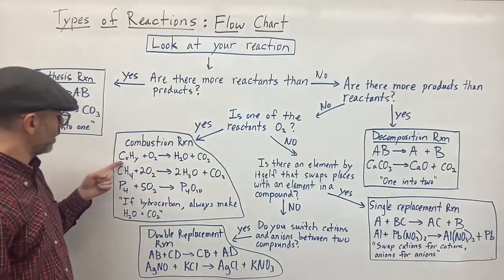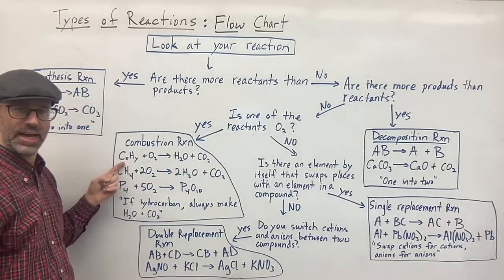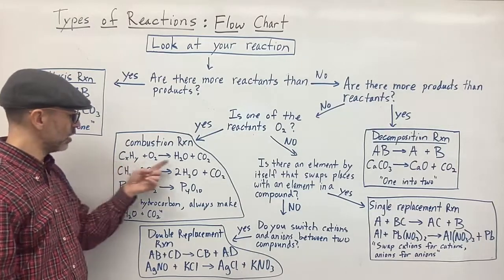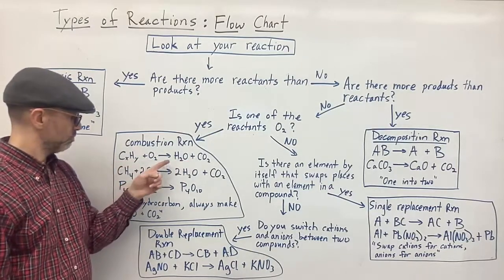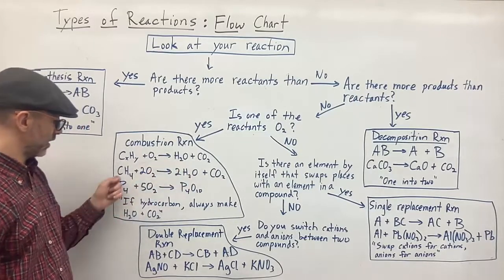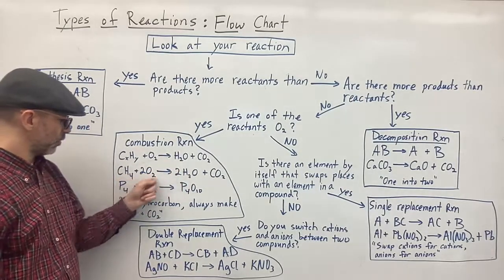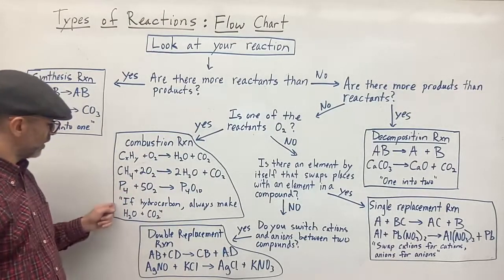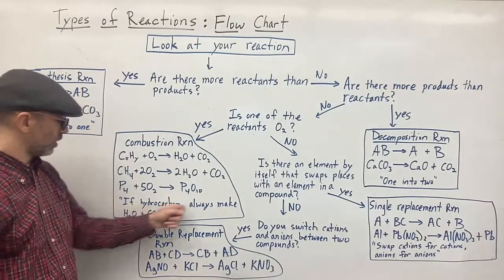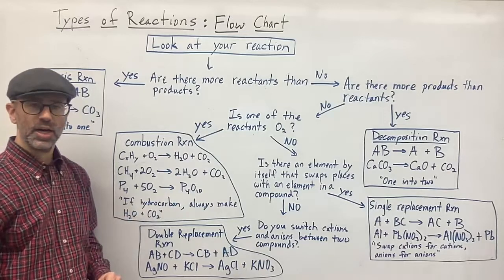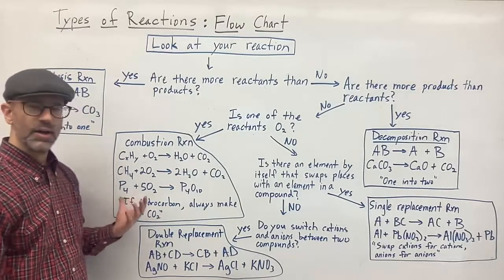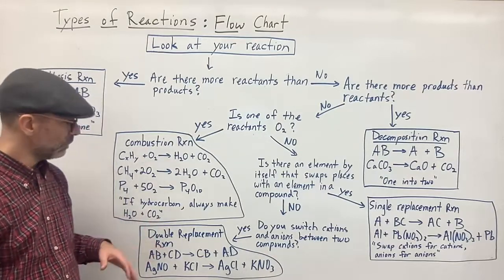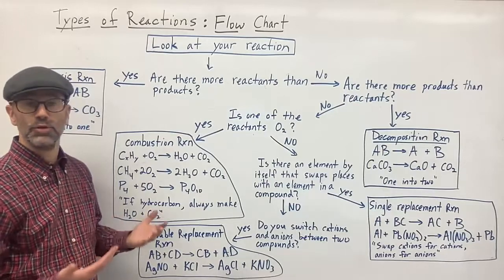So again, you could have a hydrocarbon, CxHy, reacting with oxygen. If you have a hydrocarbon, then your products must be water and carbon dioxide. And here again is the example I gave you. And here's the other example where it's not a hydrocarbon. So the thing to keep in mind is, if you have a hydrocarbon, always water and carbon dioxide are your products. If it's not a hydrocarbon, then it'll be hard to tell what your products are going to be, because it could be a few different products.